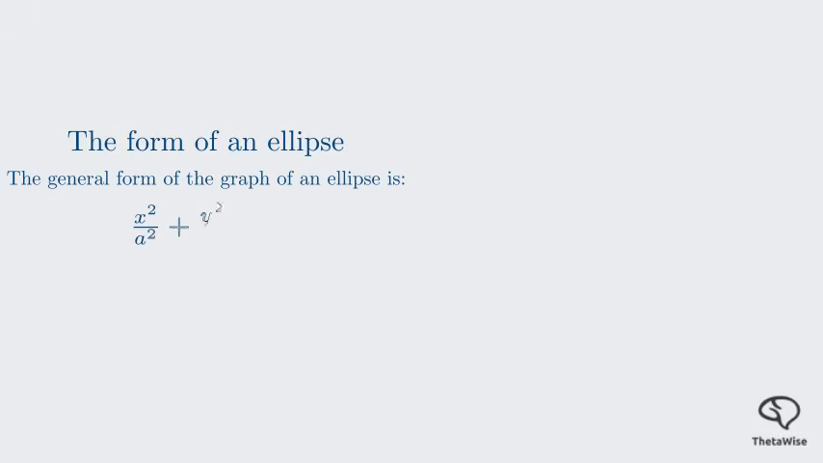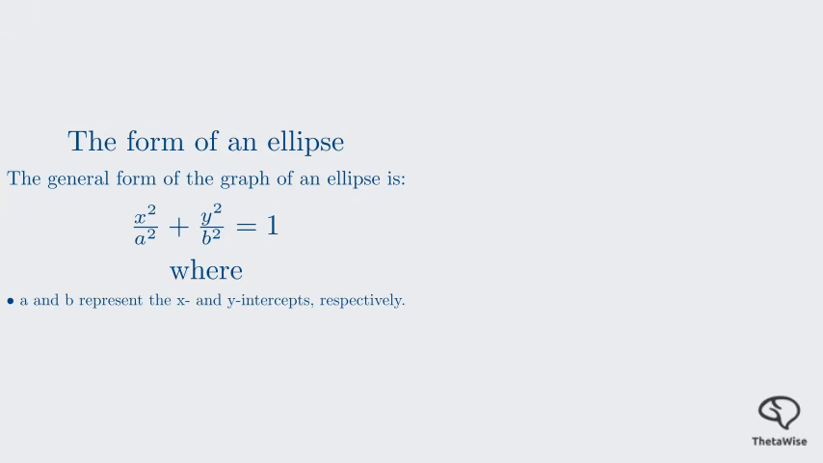Now, let's look at the cornerstone of sketching ellipses, the general form of the equation. The general form of the graph of an ellipse, centered at the origin, is x squared over a squared plus y squared over b squared equals 1. In this equation, a and b are not just random numbers. They have a very specific and crucial geometric meaning. a represents the x-intercepts, and b represents the y-intercepts. They tell us where the ellipse crosses the coordinate axes.